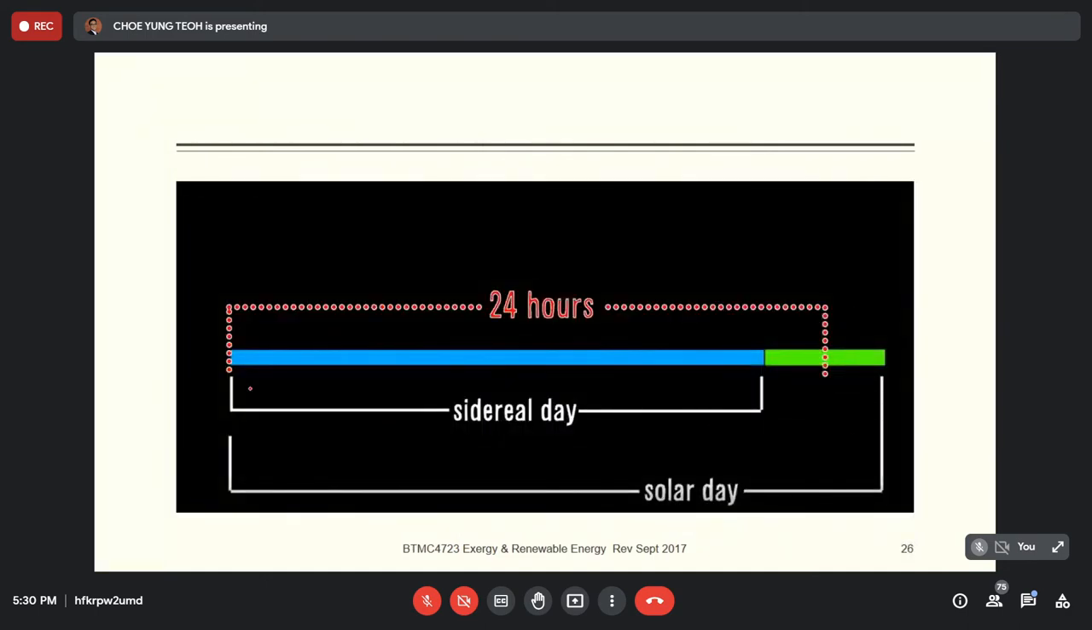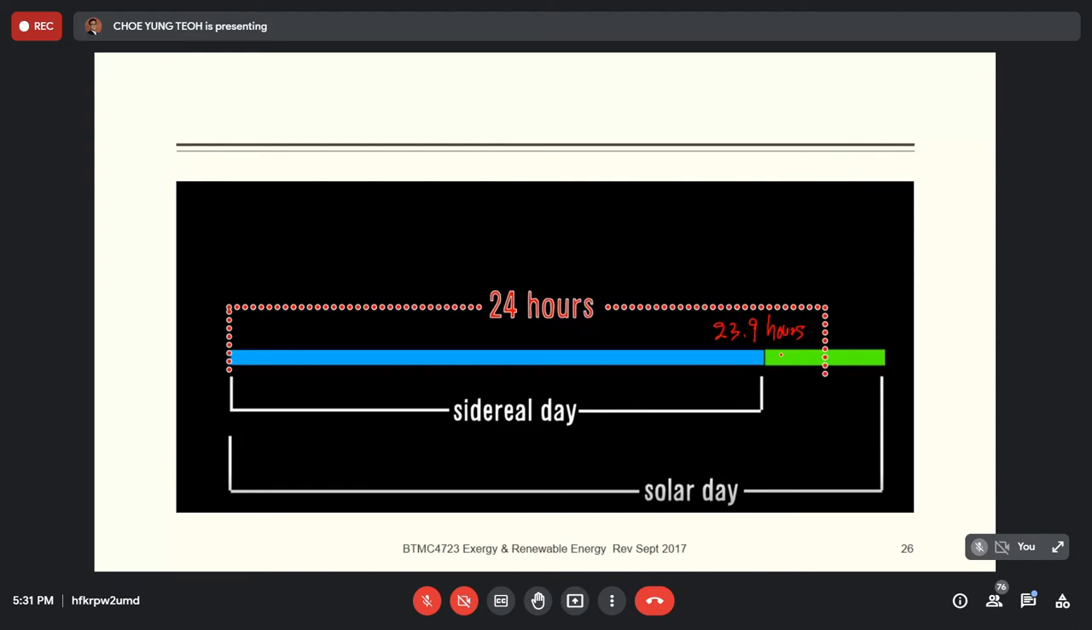You can see that the blue line represents the duration for the Earth to complete one cycle or one rotation on its own axis. We call it a sidereal day. This is only 23.9 hours, and this value is constant, it's always fixed. It means that one rotation is definitely 23.9 hours. But how we determine 1 day is not by one rotation of Earth. Because how do you know that the Earth has already completed one rotation?